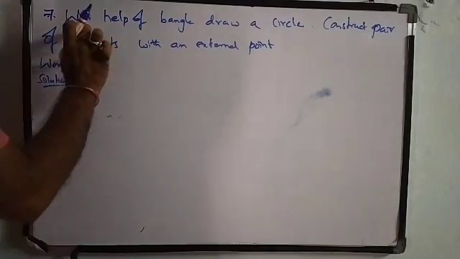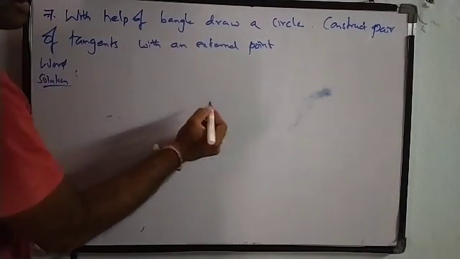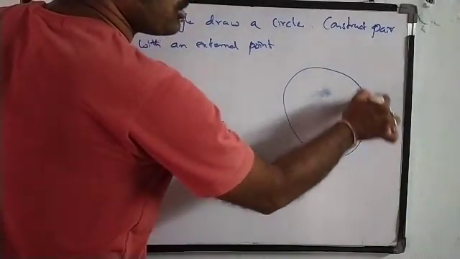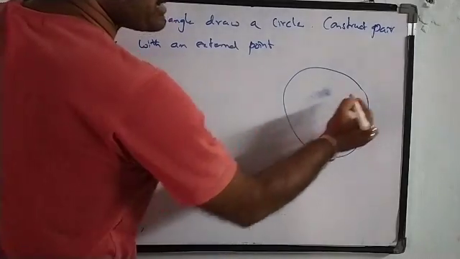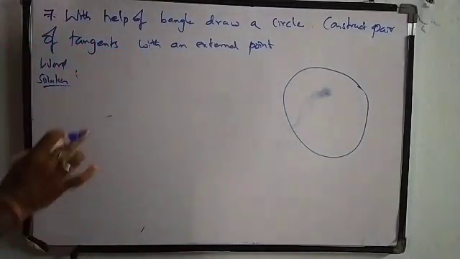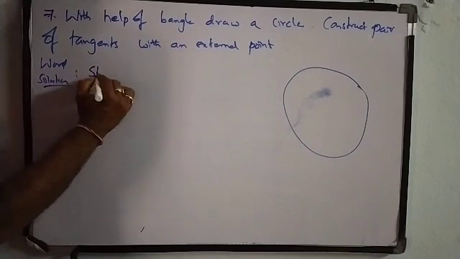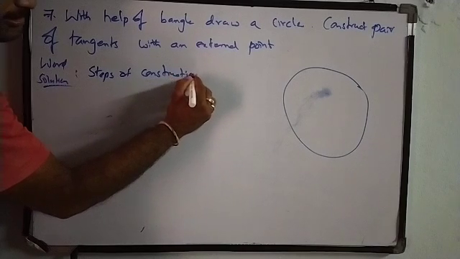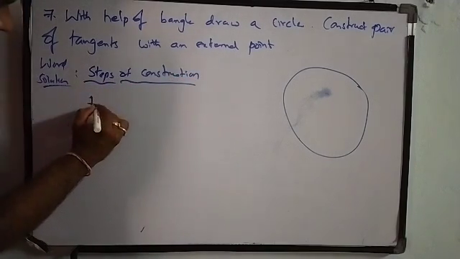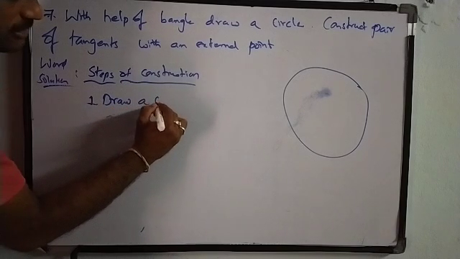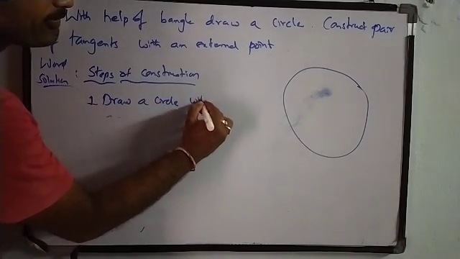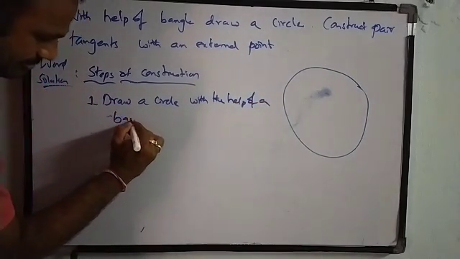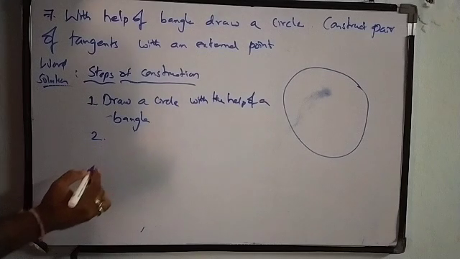Now the question is with the help of a bangle. Each and every bangle size will differ. So with the help of a bangle, let us draw a circle first. Definitely with the help of a bangle we are going to get a circle, but we don't know the center of the bangle. So let us see the steps of construction. Draw a circle with the help of a bangle. Okay, we have drawn it.